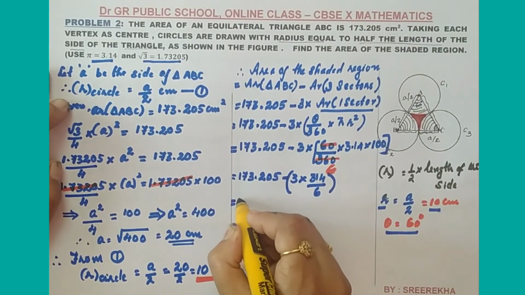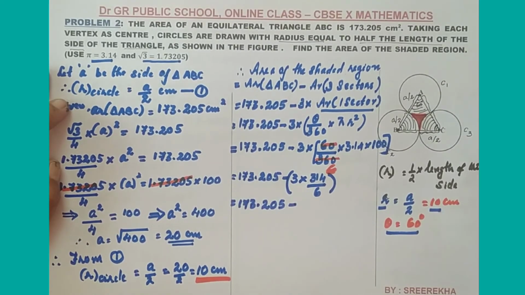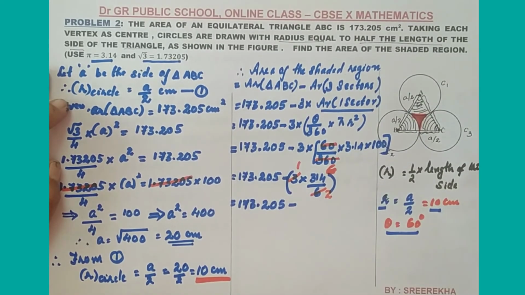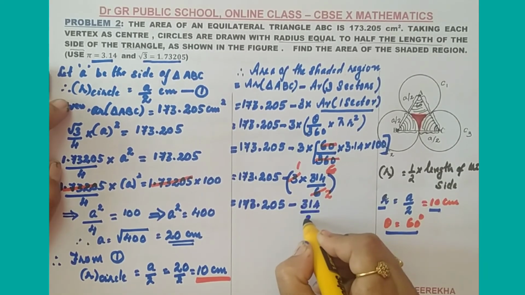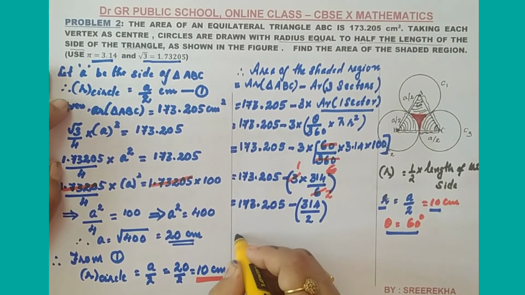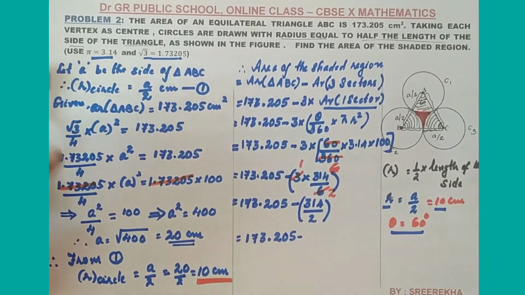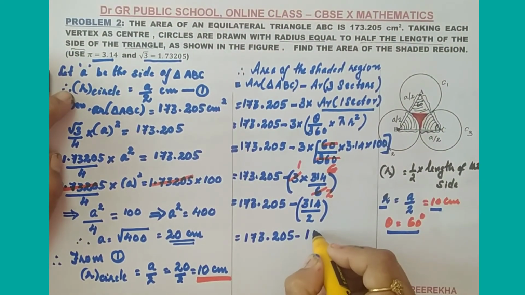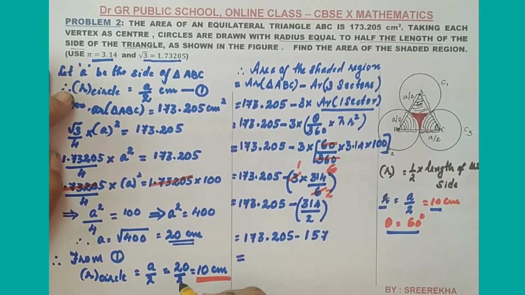Again equals 173.205 minus. This 3 can be cancelled one time with the 6, 2 times. Now the remaining there is 314 by 2 only. 314 by 2. Again 173.205 minus. What is 314 by 2? 157. Which is equal to, what is 173.205 minus 157?